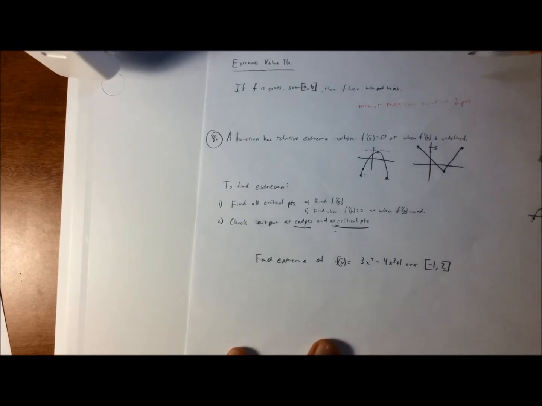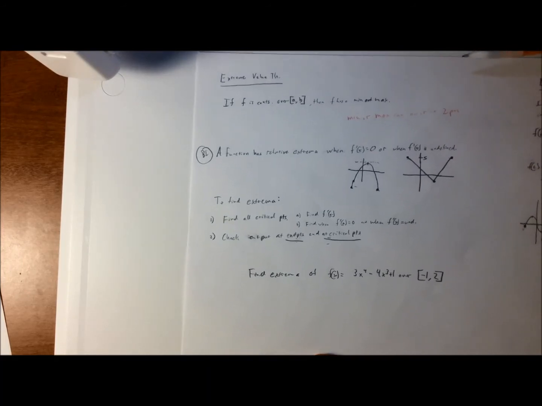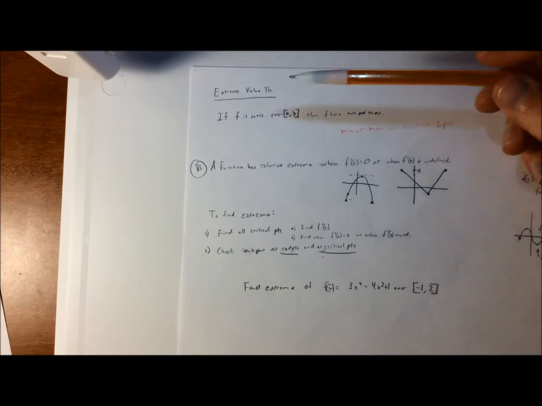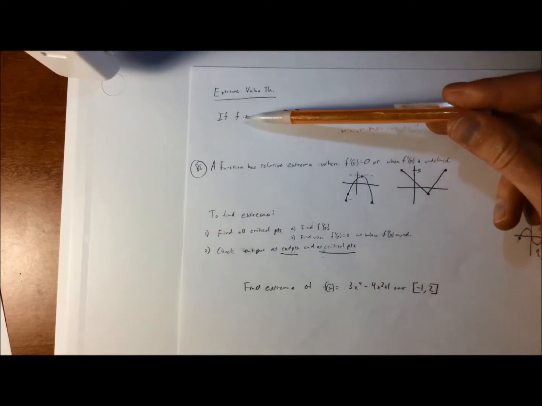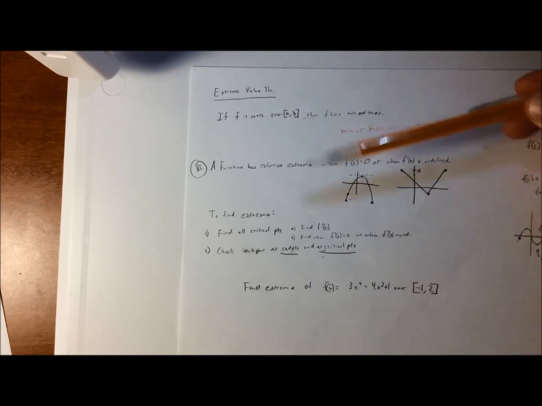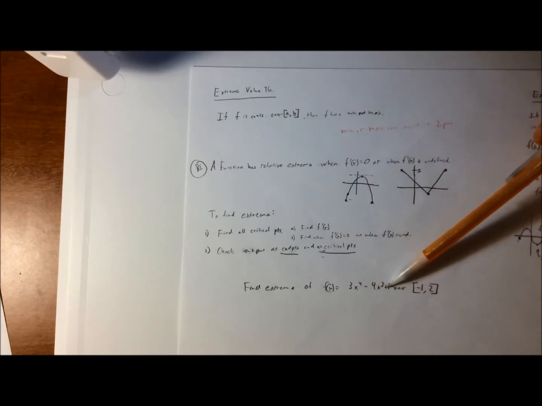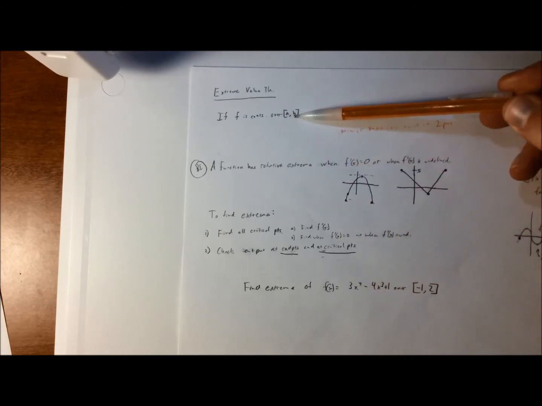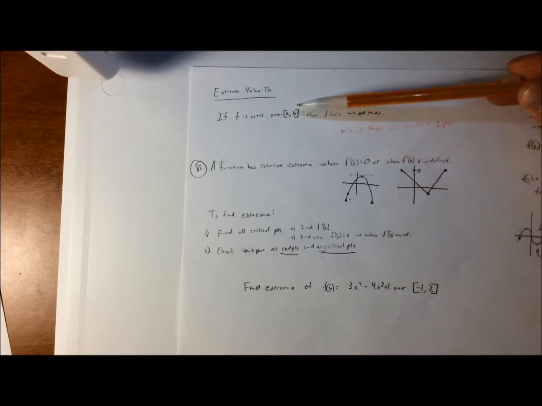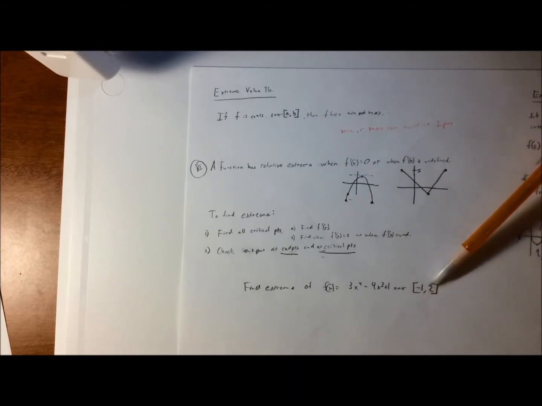So, got to check our two conditions. First, does it even have extrema? Should we even waste our time with this problem? Not waste our time, but should we even look for them? Is f continuous over [a, b]? Well, that's definitely a continuous function. Polynomials are continuous. So it's continuous, and is it a closed interval? Well, that is a closed interval as well, so we're good there.